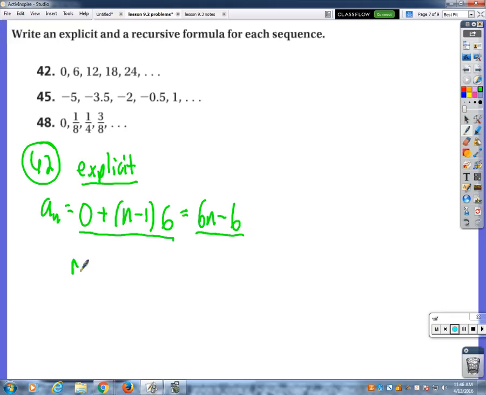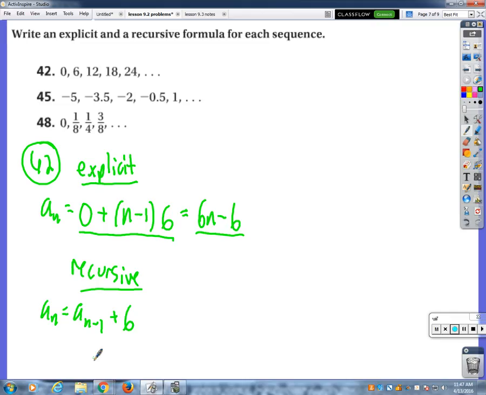All right, then the recursive formula, remember, is the formula that always relates to the term before it. So you're going to always start with a sub n equals a sub n minus 1. And what are you doing to the term before it to get the next one? Adding 6. So it's going to be a sub n equals a sub n minus 1 plus 6. All right? So now we have the power to do both.